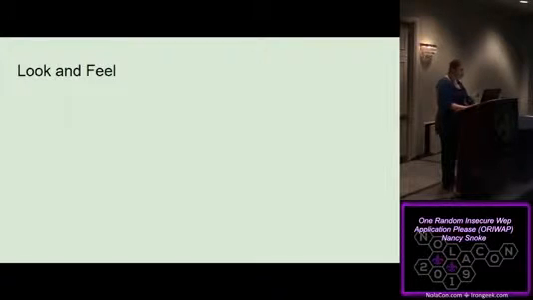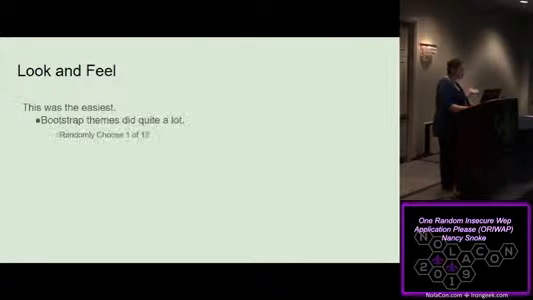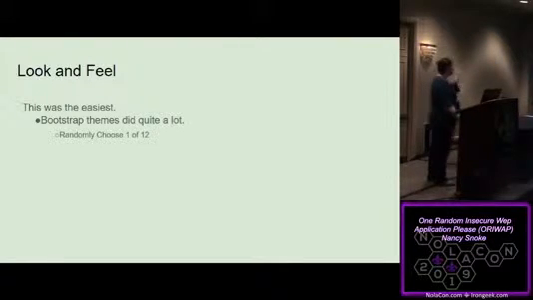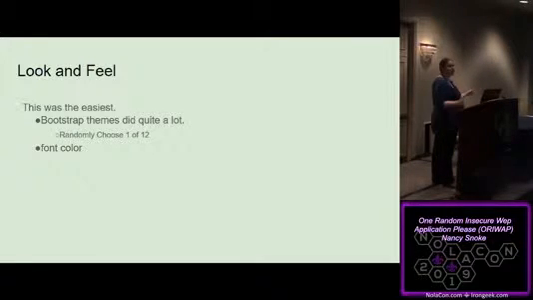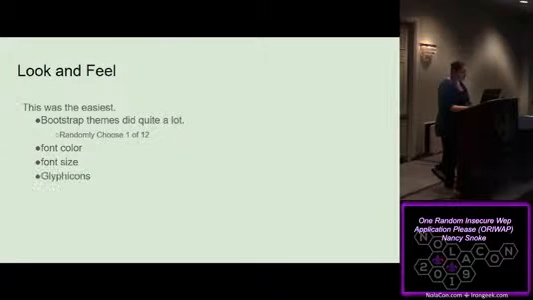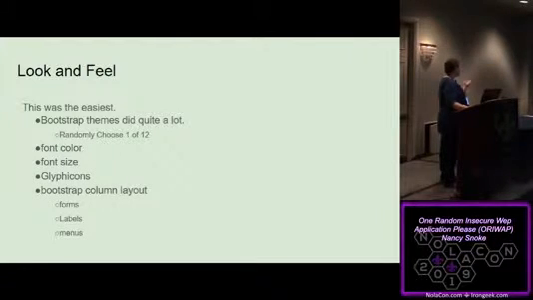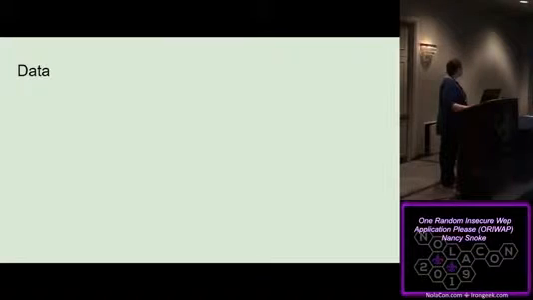Then there's the look and feel. This was actually the easiest to do because, for example, I just used 12 different Bootstrap themes and chose a random choice from 1 to 12, and threw that file out there. So that was really easy. And then, of course, you randomly choose a font color. I chose a whole bunch of bright colors that would look good on white or black, then font size, glyphicons, and Bootstrap column layouts, since they're all based on Bootstrap. So it'll choose different column layouts for forms, labels, and menus.